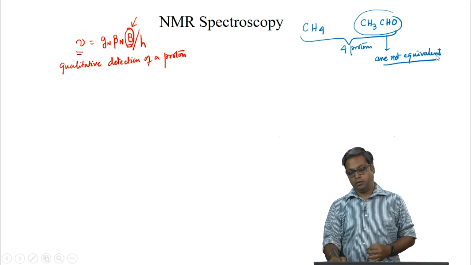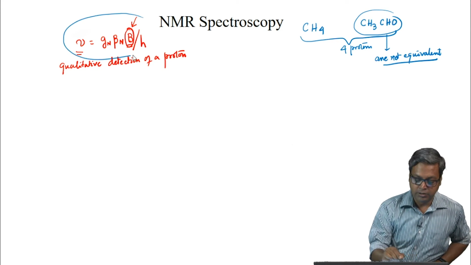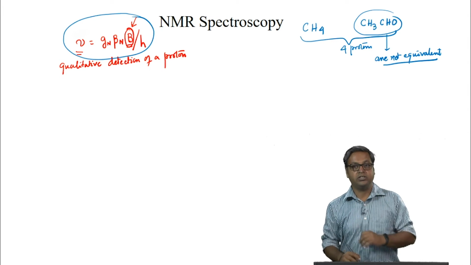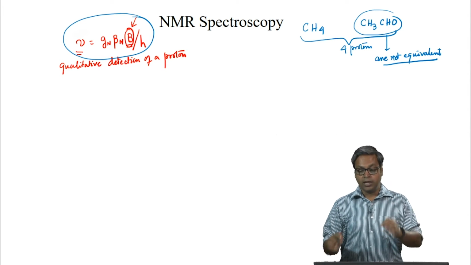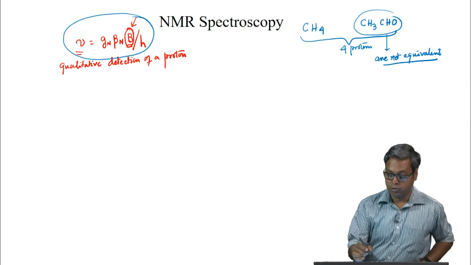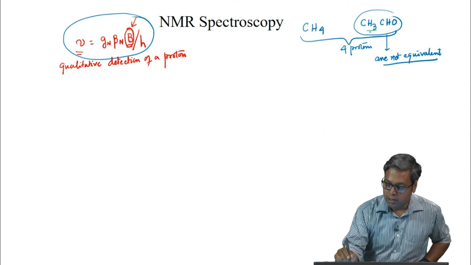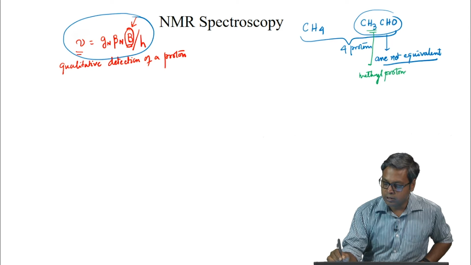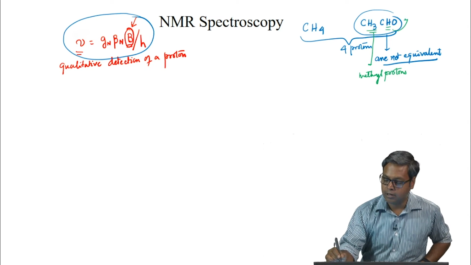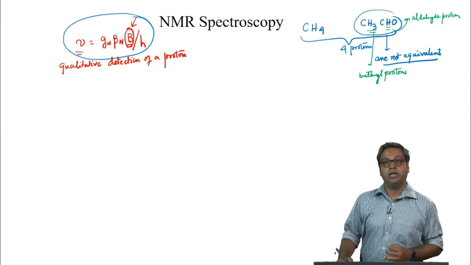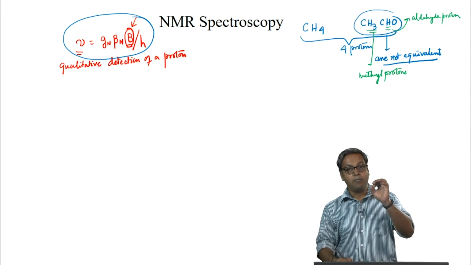So, the above expression, that is this nu given by g n beta n B by h, cannot distinguish between the methyl protons and the aldehyde proton. In CH3CHO, we have 2 different kinds of proton. One is the methyl proton, and there are 3 methyl protons, and the other one is 1 aldehyde proton.